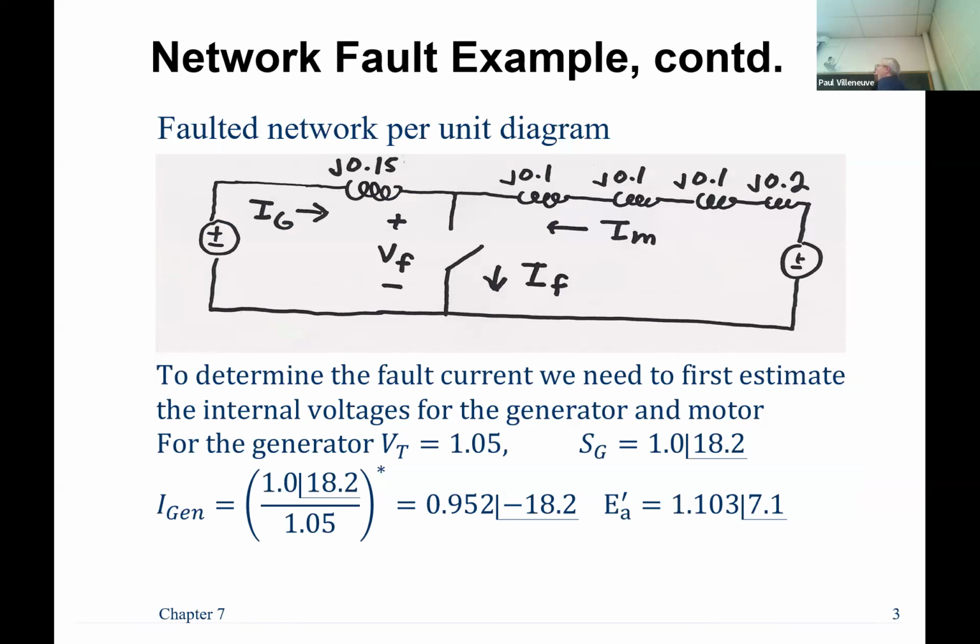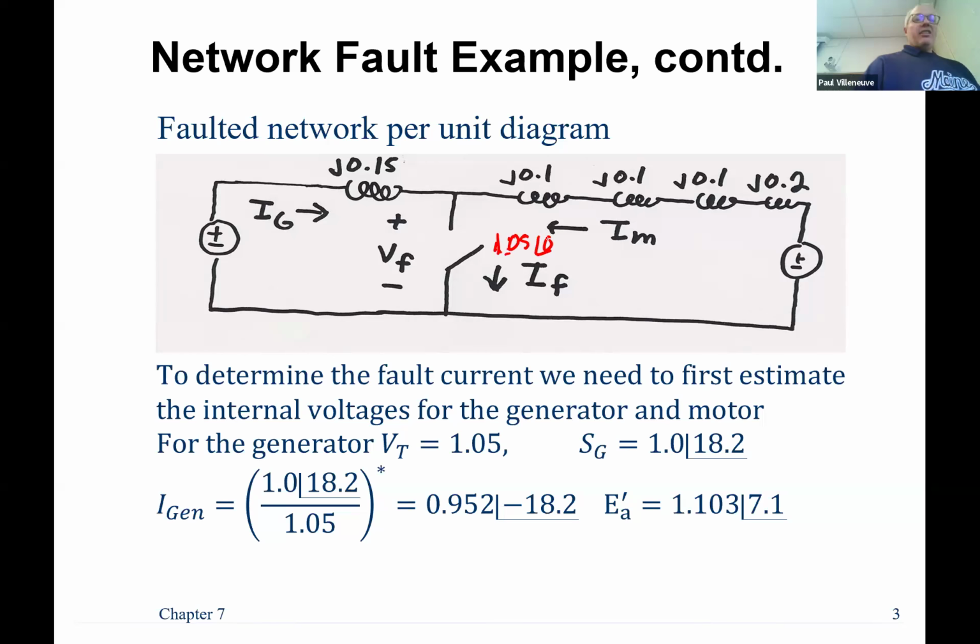If we have a fault on the terminals, our diagram is going to look like this. We have the synchronous generator with its sub-transient reactance. Then we have transformer 1, the transmission line, transformer 2, and then the motor. And then we have the actual equivalent voltage source for the motor. Remember the voltage that we have here is 1.05 at an angle of 0 right there.